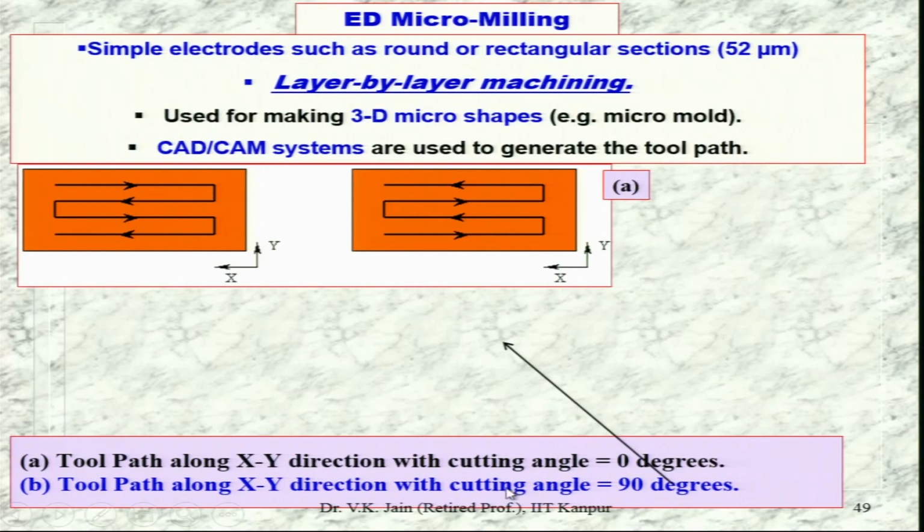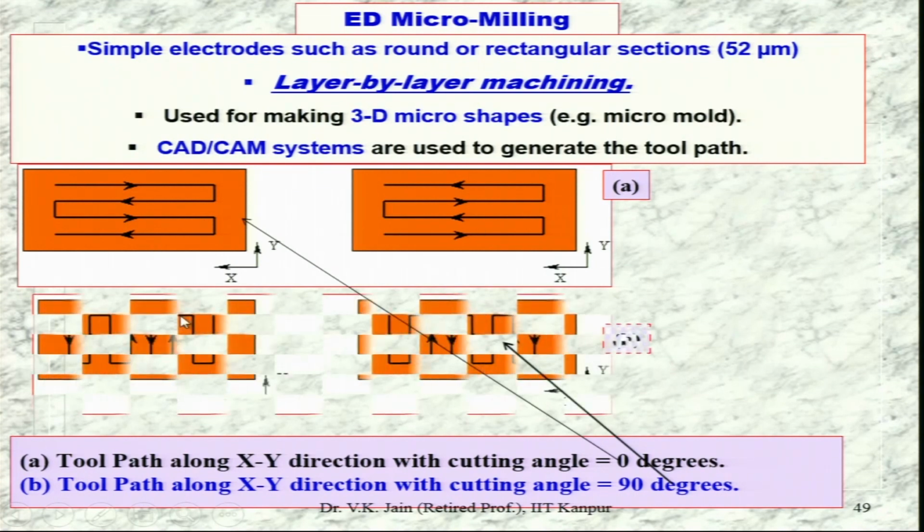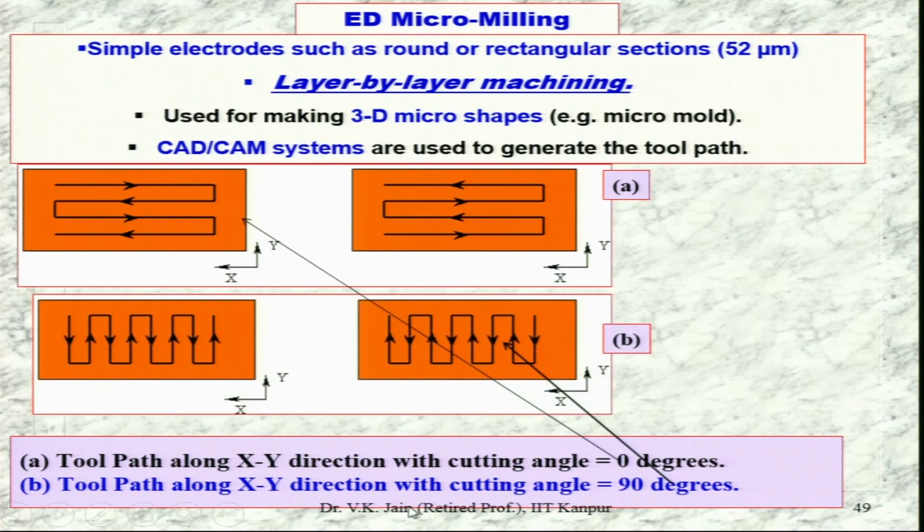Tool path along XY direction, cutting angle 90, this is for 0 degree. Now, in this case you are moving either in this direction or in this direction, while here it is 90 degree direction with cutting angle. So, you are moving like this or like this. So, in different ways you can perform the milling operation by moving the tool in X and Y direction the way you want to machine it.